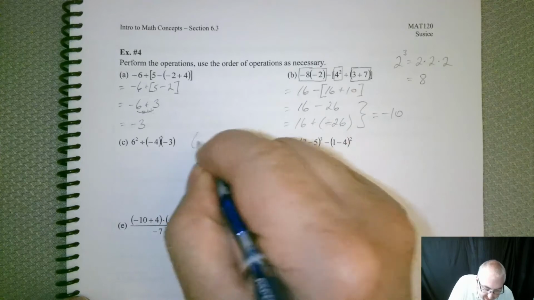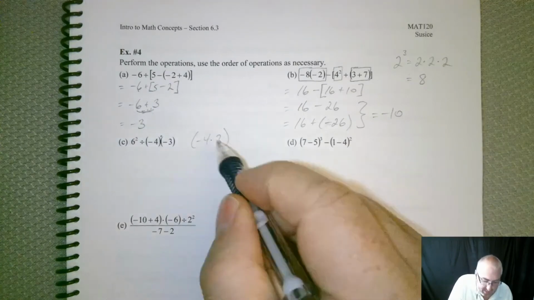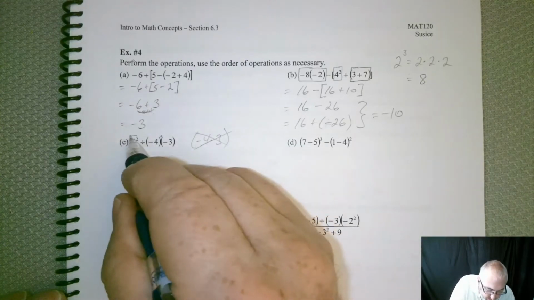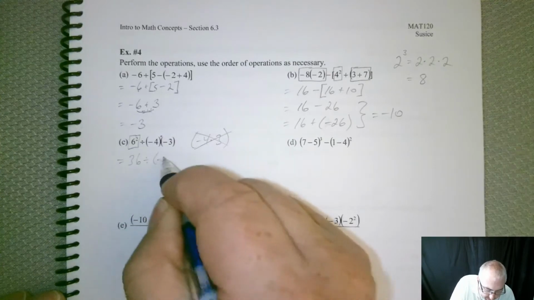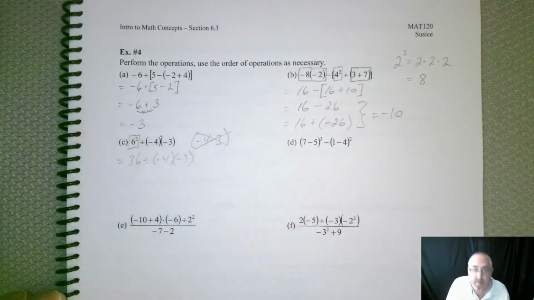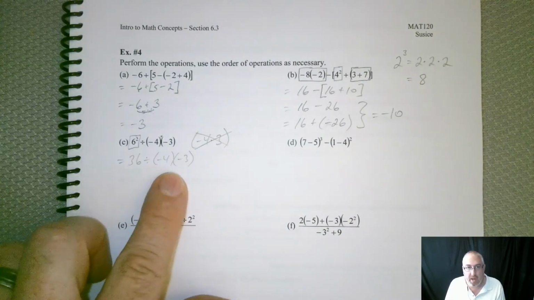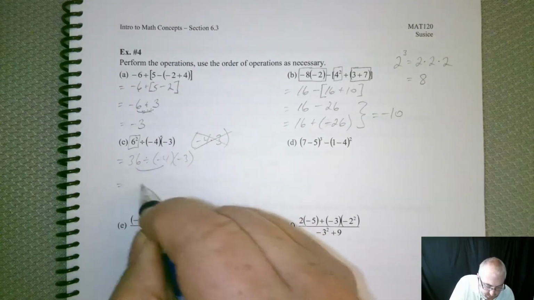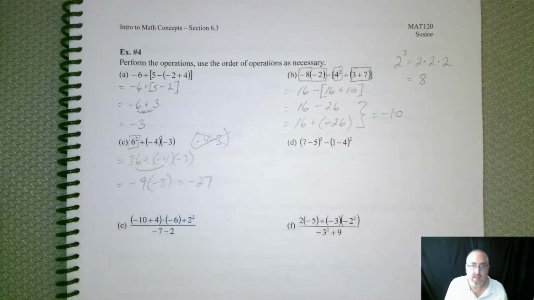If it was written like this, with just the one set and everything going on inside, then yes, you would do that. But it's not the way it's written, so you got to be really careful. So really the only thing we can do is this exponent. So we had 36 divided by negative 4 times negative 3. So here's that weird rule again. Because you got division and multiplication, you have to go from left to right. So we got to do the division first. So that's going to be a negative 9 times negative 3, which is negative 27.